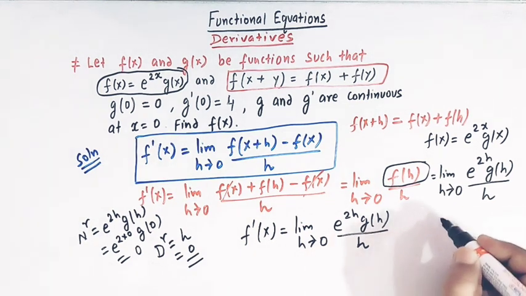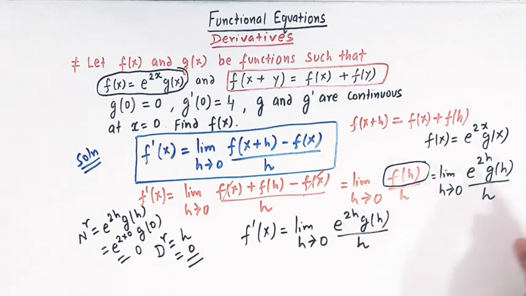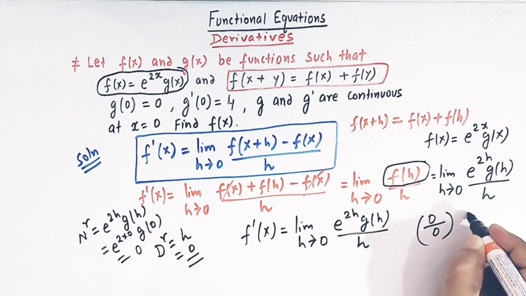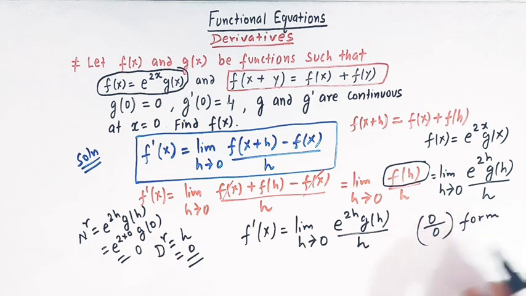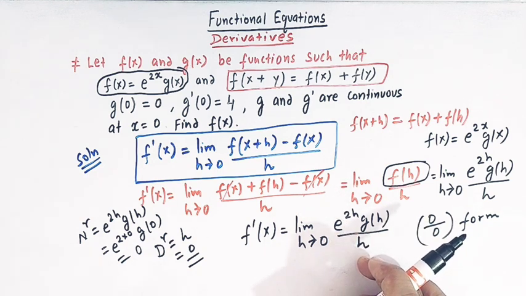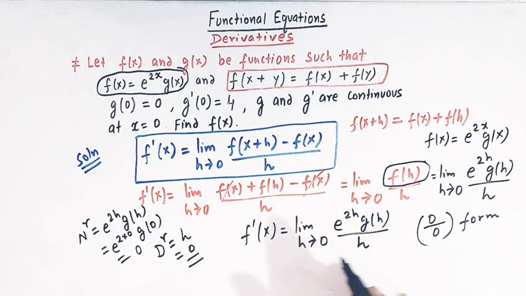So here we see that in L'Hopital's rule, we are getting the 0 by 0 form, right? So what we will do, we'll differentiate the numerator and denominator with respect to h separately, right? So we'll separately find the derivatives. So we have limit h tends to 0.